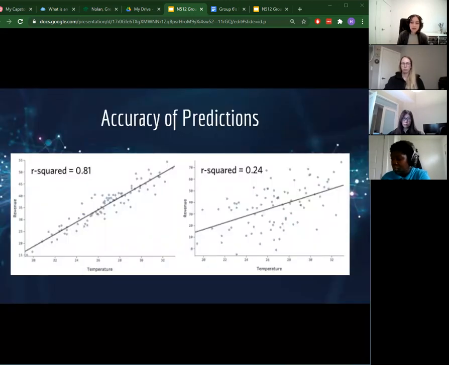Accuracy of predictions. So Pearson's correlation coefficient can be obtained by taking the square root of that R squared, which is the coefficient of determination. Recall that Pearson's correlation coefficient of R can take a value between -1 and +1 indicating a strong positive relationship, 0 indicating no relationship, and -1 indicating a strong negative relationship. A larger correlation indicates that the prediction will be more accurate.